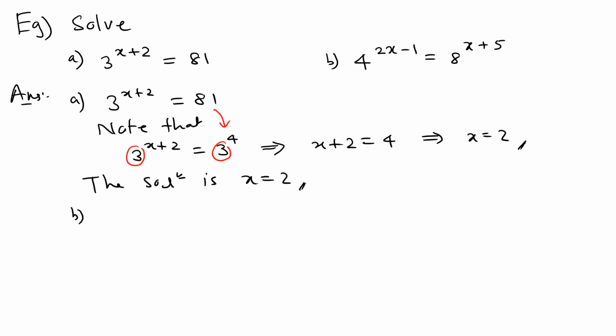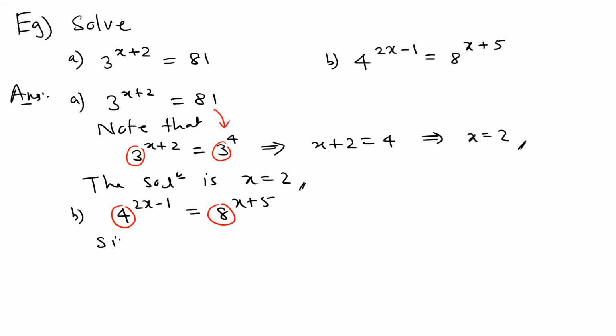Let's look at the second problem. What we have is 4 to the 2x minus 1 equals 8 to the x plus 5. And you can see that these two numbers are not the same base. So the goal is to bring it to the same base. We know that 8 is not a power of 4. But we know that both 4 and 8 are powers of 2. So we can use that fact.